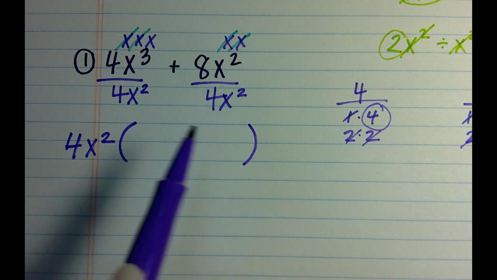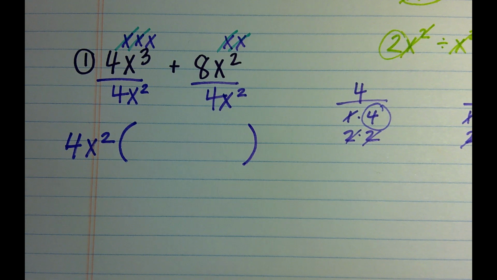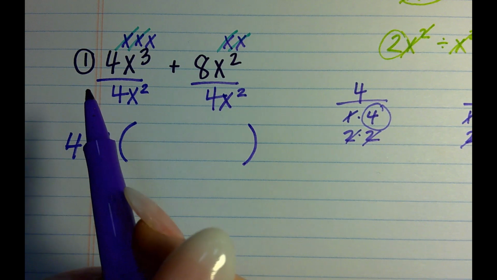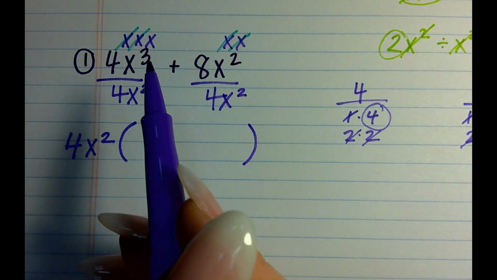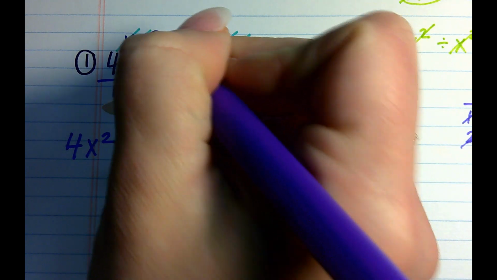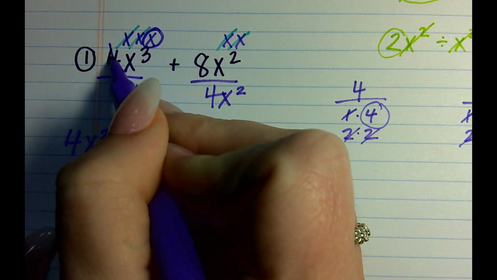Okay, so how do I know what goes in parentheses? Oh, you're gonna divide. There's one x left, so the 4's will cancel out, so that leaves you with x.